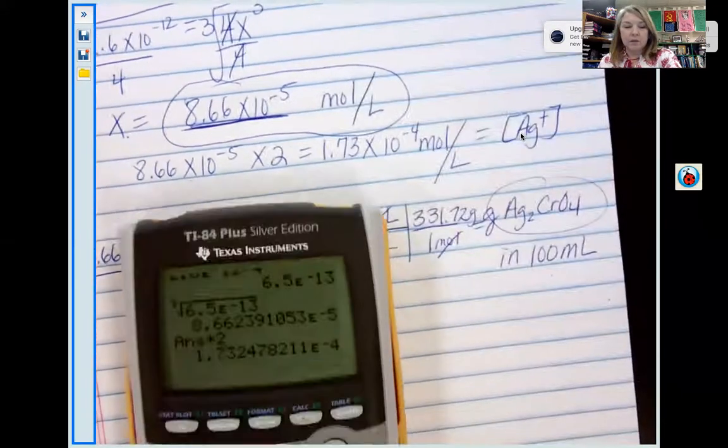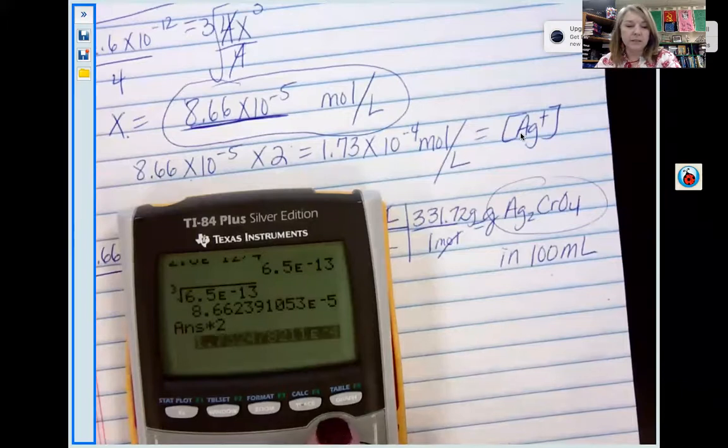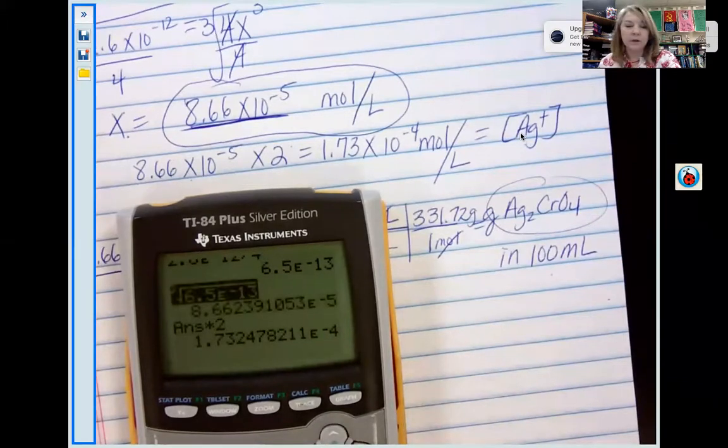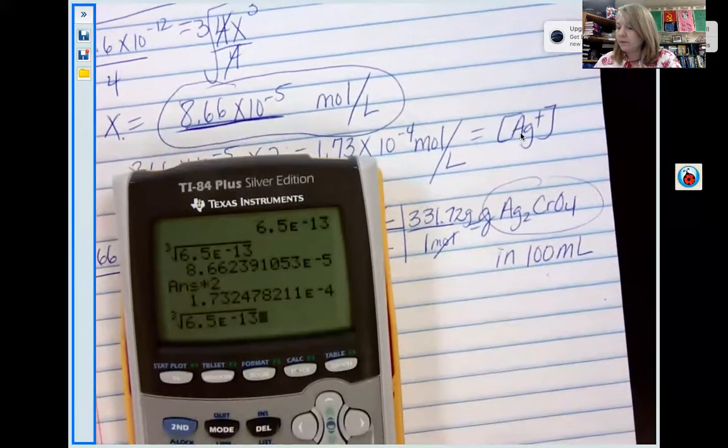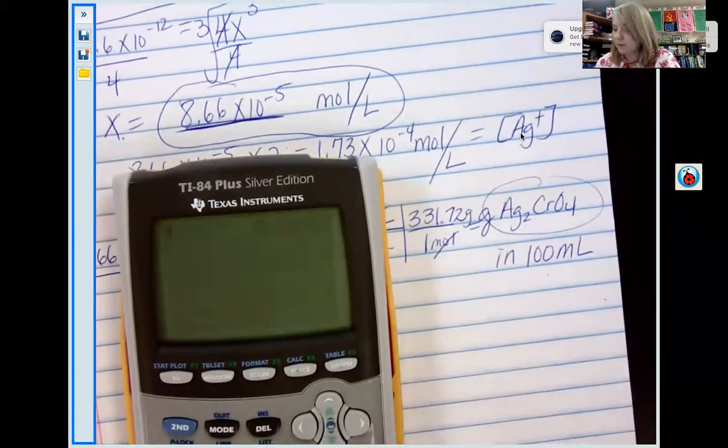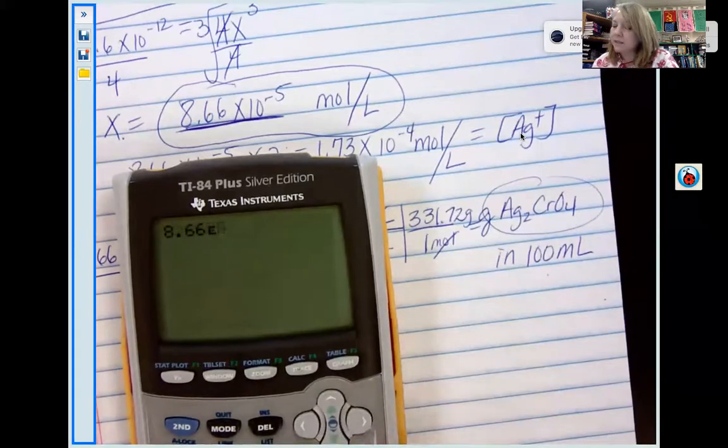Okay, so I'm going to start with the 8.66. So I'm going to go up and just capture that number. 8.66. Never mind, I didn't do that. Let's try it again. I need to type it in. 8.66 times 10 to the negative 5th.